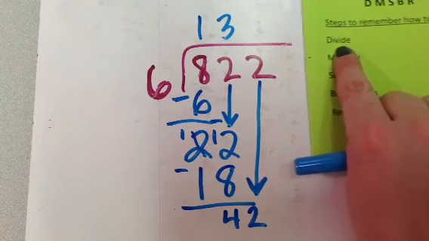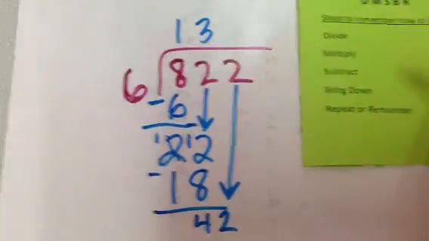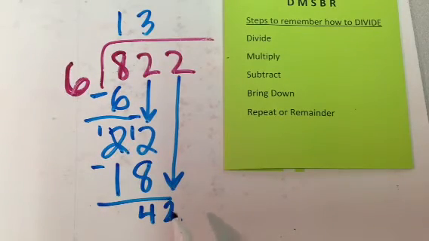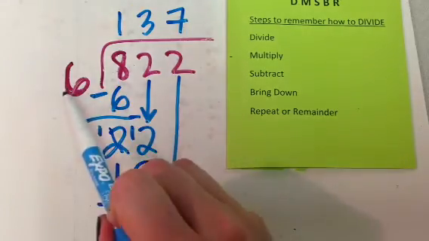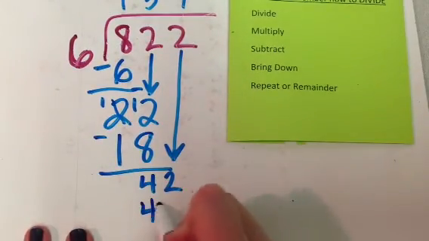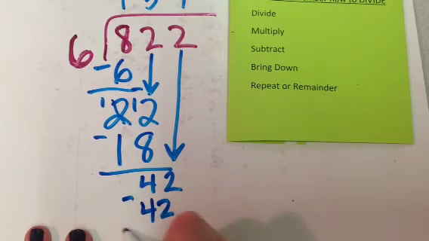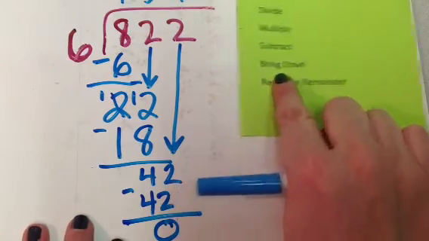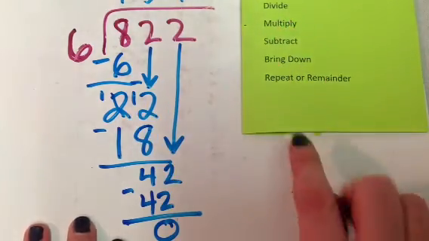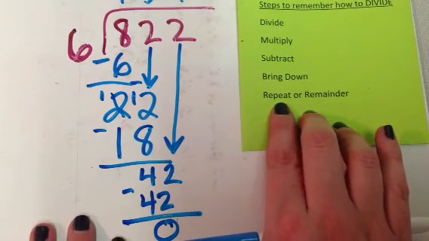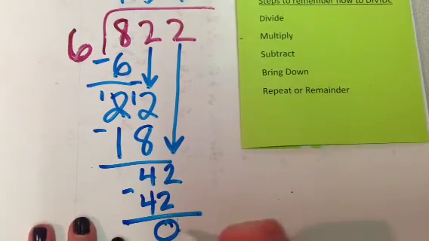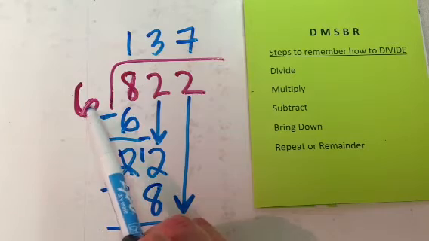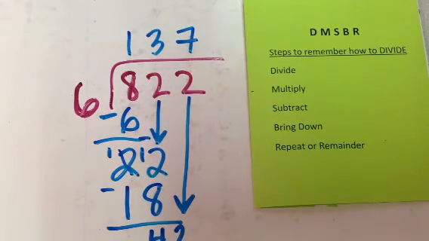So now I divide again. Oops, I'm going off the screen, aren't I? There we go. Now I divide again. 6 can go into 42 how many times? It can go 7, right? 6 times 7 is 42. That's my multiply step. Now I subtract. 42 minus 42 equals 0. I don't have anything more to bring down, right? I'm all done. There's nothing there. And so at this point, I would usually repeat, but I don't repeat, and I don't have a remainder because that's a 0. So my answer is 822 divided by 6 equals 137.